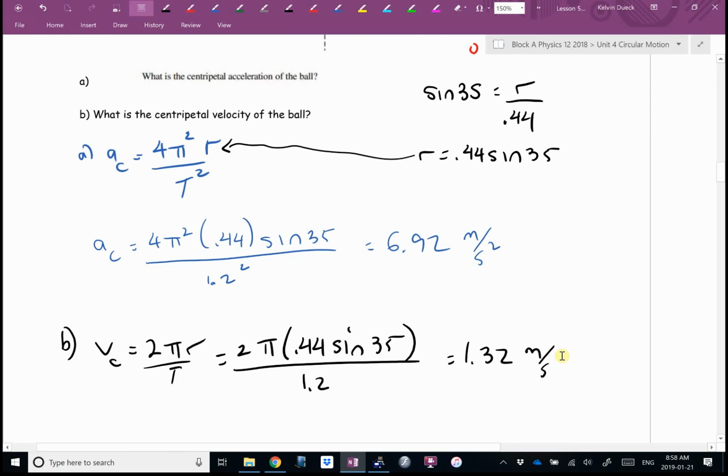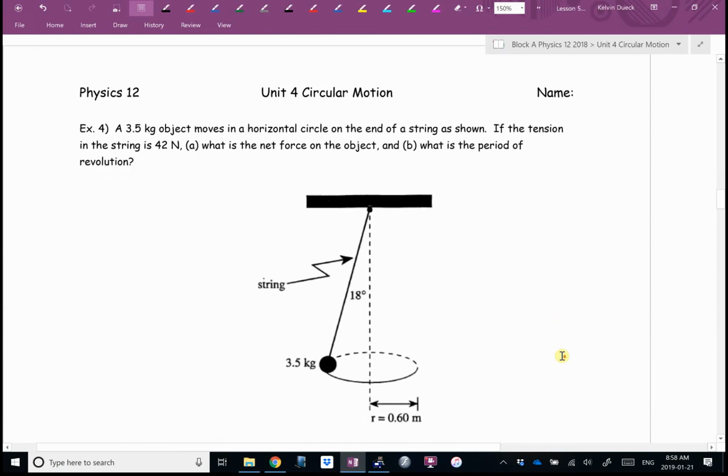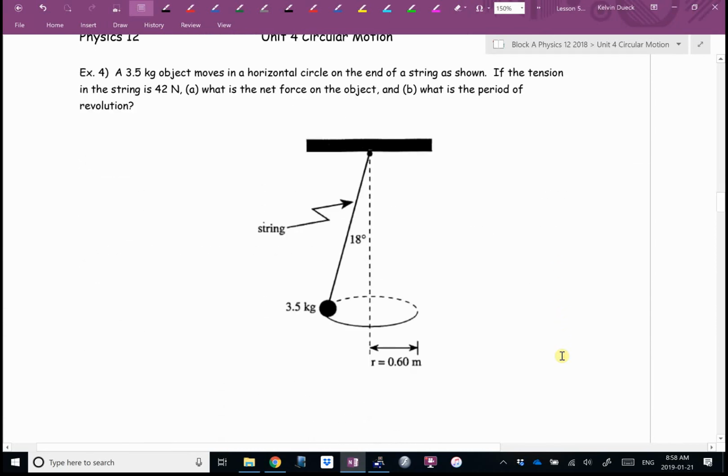All right, we didn't do actually any forces or free body diagram. Let's do one where we got to do some analysis here. So example 4. This object moves in a horizontal circle on the end of the string as shown. If the tension is 42 newtons, A, what's the net force on the object? And B, what's the period of revolution? I like this question. This would be a good example of a conical pendulum question. Mateo, how would I start this out?